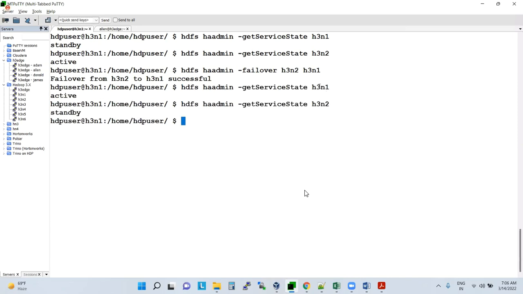Now, name node 1. Earlier, name node 1 (S3N1) was standby and S3N2 was active. After the failover command, S3N1 has become active and S3N2 has become standby. Understood? Are there any questions?